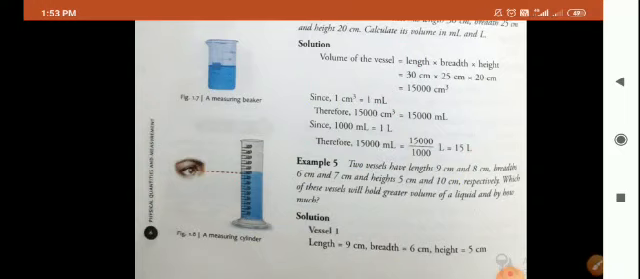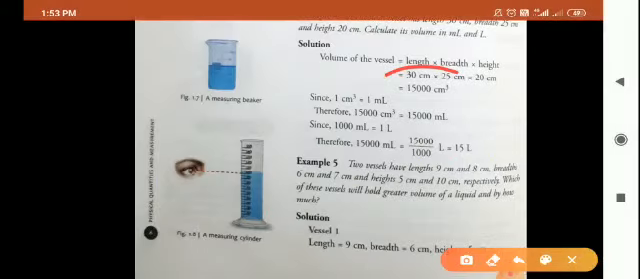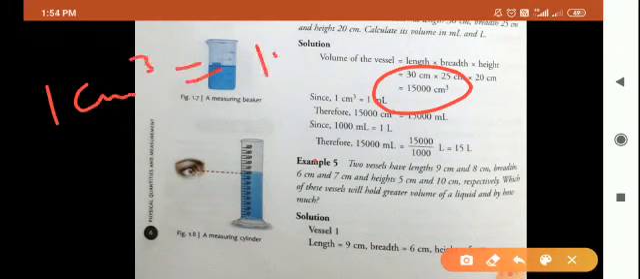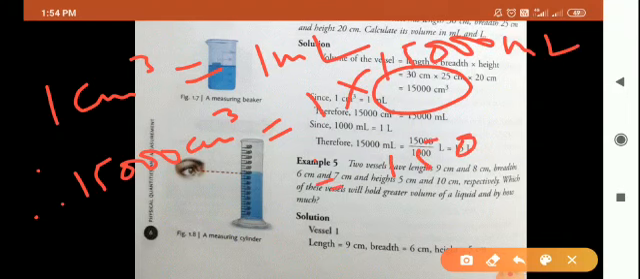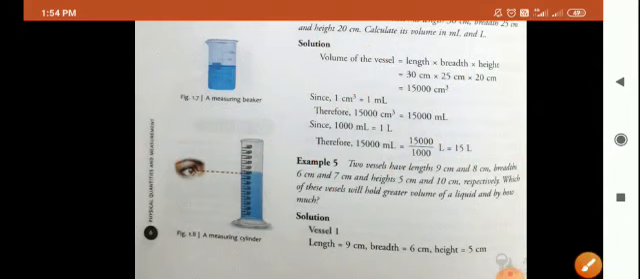Okay, this is your 15,000 cubic centimeter. So since you know that 1 cubic centimeter is equals to 1 ml, therefore you have to convert this 15,000 cubic centimeter into ml. So if you know the value of 1, 15,000 cubic centimeter is equals to 1 into 15,000 ml. That will give you 15,000 ml. Similarly, if you have to convert, you have got the answer in ml.